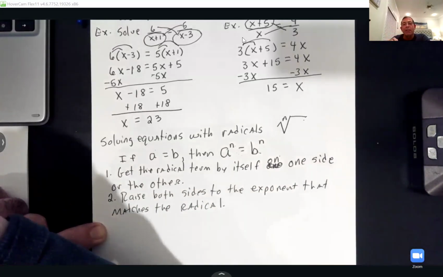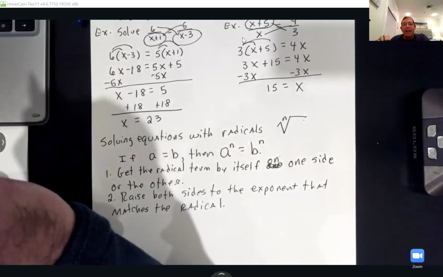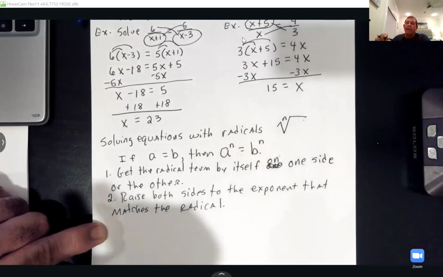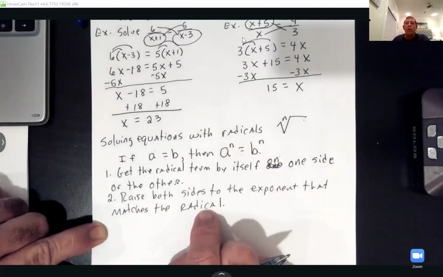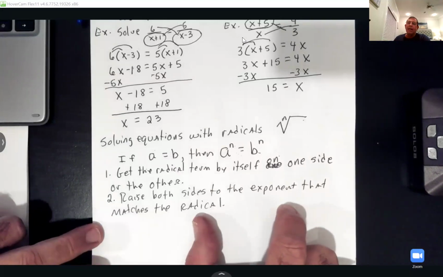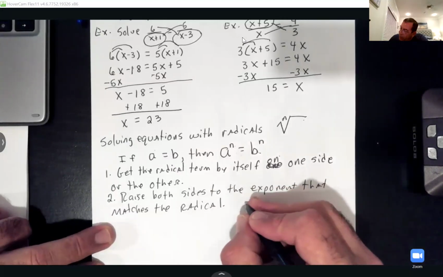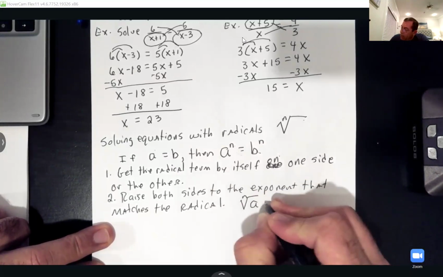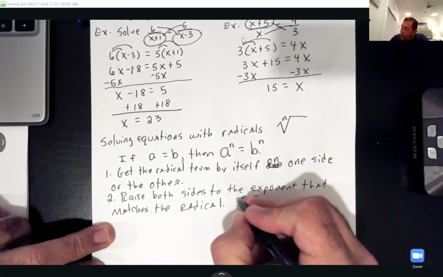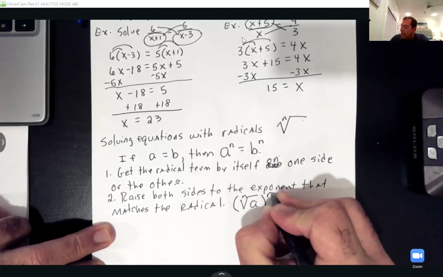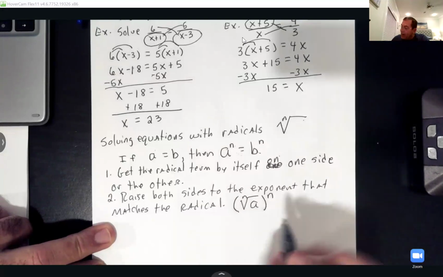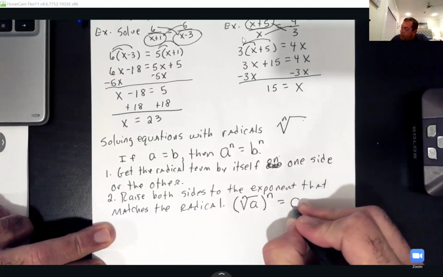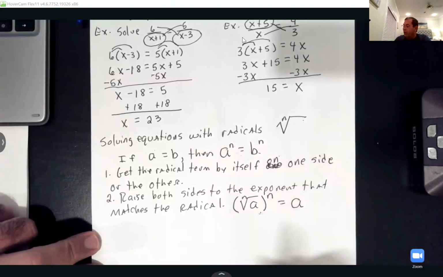So y'all, what that means is, if I've got a square root, then I'm going to square both sides. If I've got a cube root, then I'm going to cube both sides, okay? That's how we get rid of radicals. If you've got a number under a radical and you raise it to the exponent that matches this radical, the exponent cancels the radical, just leaving what was under that radical, okay?